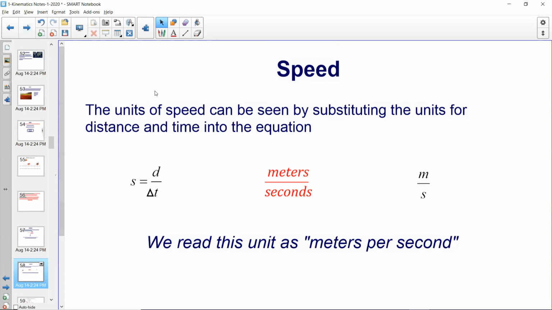Moving forward, the units for speed are meters per second, and it's pretty obvious if you just substitute the unit in for distance as meters. If you just substitute the unit in for time, it is seconds. So meters per second makes sense. We would read it as meters per second, but those are the units. The standard units we use for those two individual, sort of fundamental concepts are the same units we use in the ratio.